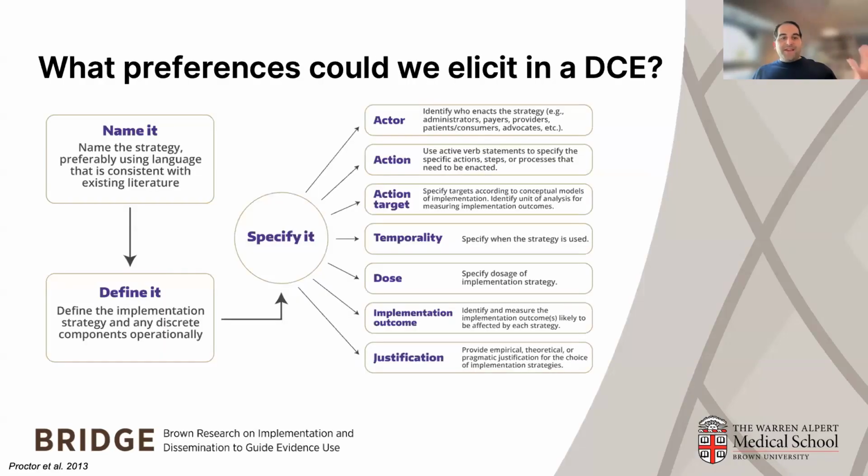When we think about what we may want to specifically elicit in a discrete choice experiment with respect to implementation strategies, I've put up here some more work from Enola Proctor and colleagues that provides, I think, a nice blueprint for the different things we want to specify about implementation strategies. So in this taxonomy of actor, action, temporality, dose, justification, all of these things you could think about as potential attributes that you may want to ask about in a discrete choice experiment for a specific implementation strategy.